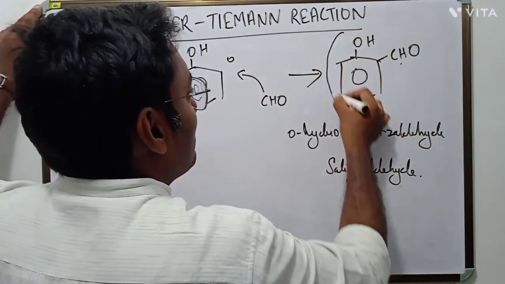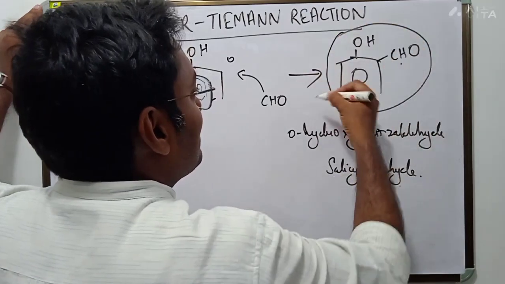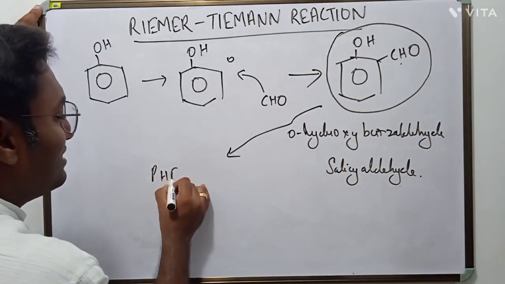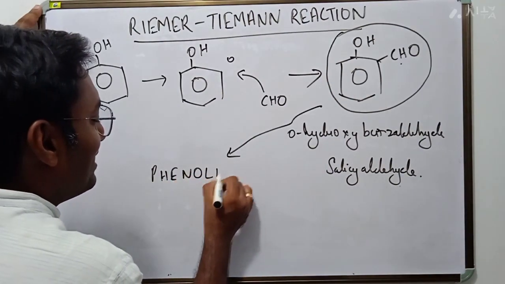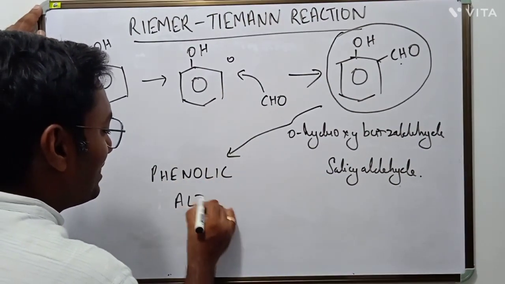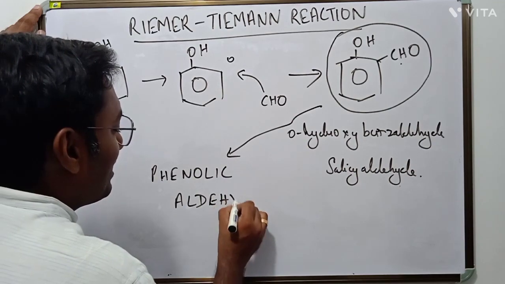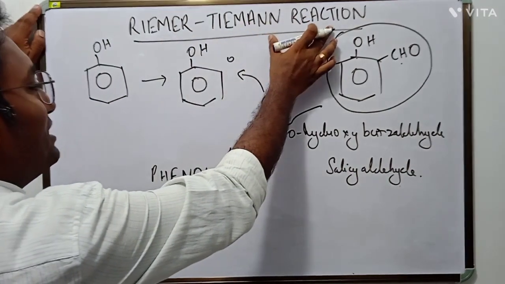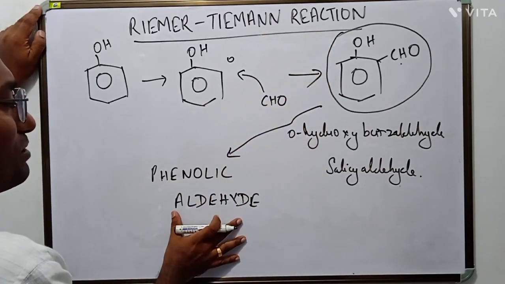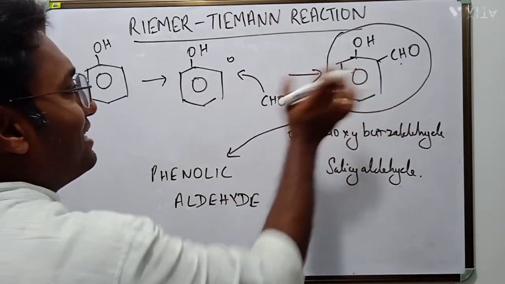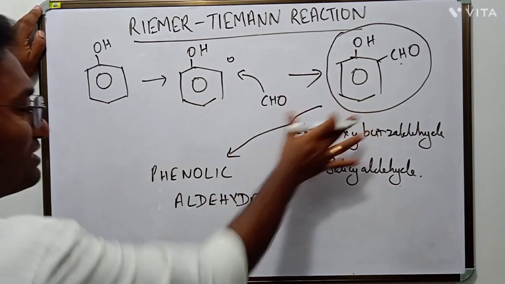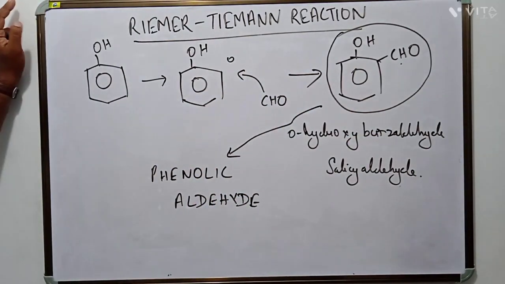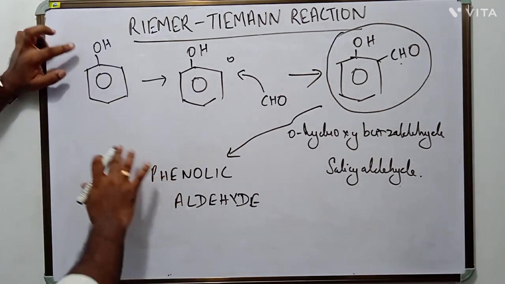Now if you closely look at this structure, what is this? This is nothing but a phenolic aldehyde. What is it? Phenolic aldehyde. So you can say that the Reimer-Tiemann reaction is used for the preparation of a phenolic aldehyde. Okay, so that is the introduction.